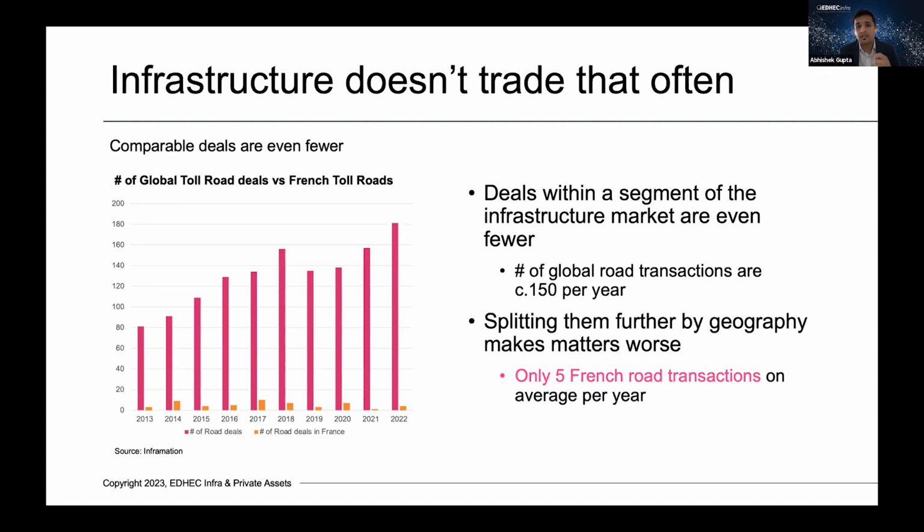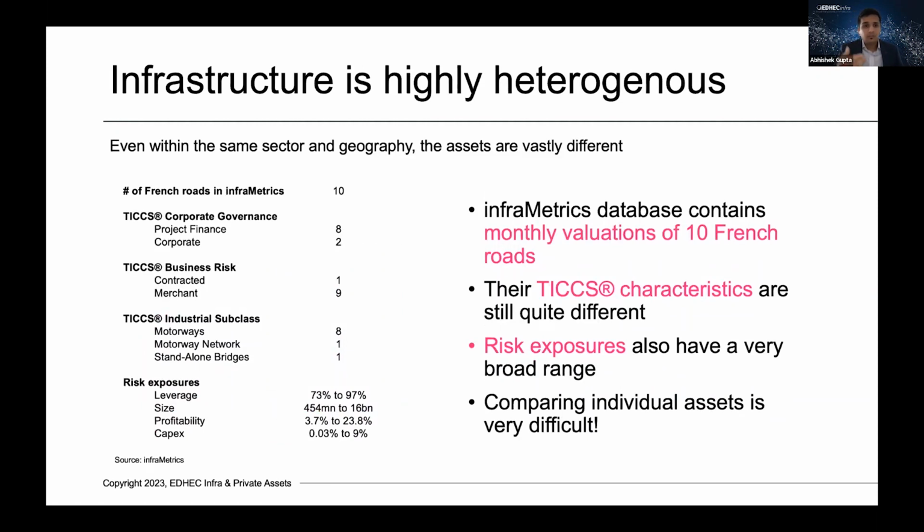And like Frederick was saying, you may end up with just one that is your own asset. You may not find anything that is even remotely comparable to your asset. To bring this point home, what I try to do is look at infrastructure's heterogeneity, where the problem lies. So if you look at the infraMetrics database, the number of French toll roads in the database is 10. So it's already considerably better than what you have in the market. You had 5 transactions on average per year, but for these 10 French roads, we have monthly valuations going back 15, 20 years.